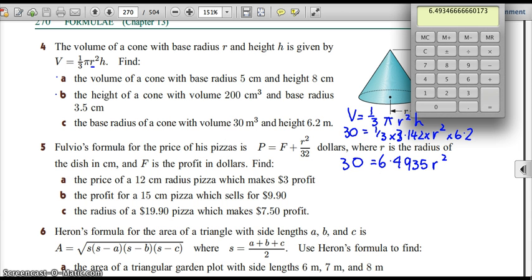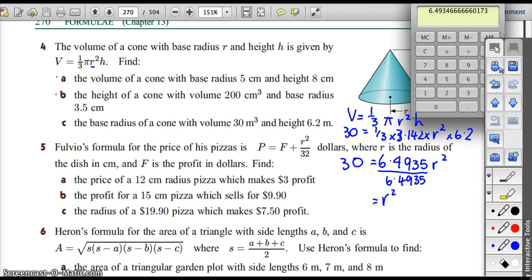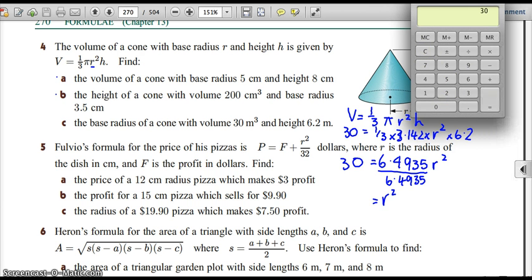Yeah, you're right with that? Something like that. So in order to get rid of that, we'd have to divide that, which would get us r squared. Yeah, but we have to do that on this side. So 30 divided by 6.4935 gives us 4.62.